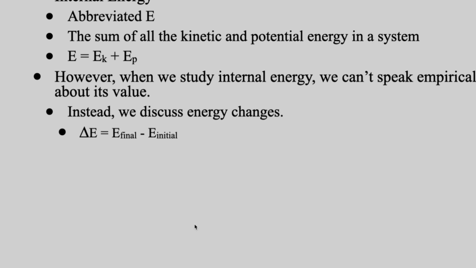Guys, that is important. When you do these calculations, it's got to be final minus initial because that negative sign tells us direction, which we're going to tie to endo and exothermic in about 2 minutes. So guys, when you do changes in energy, it's final minus initial.